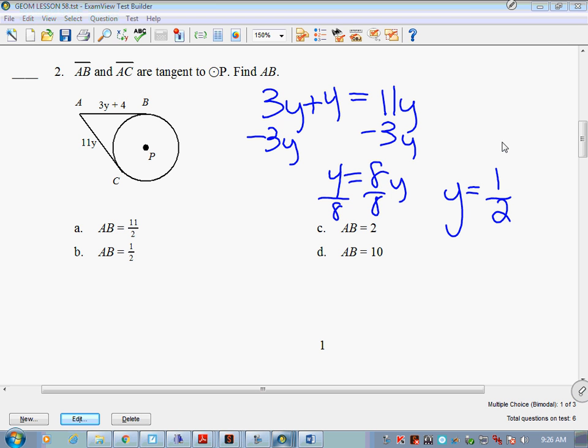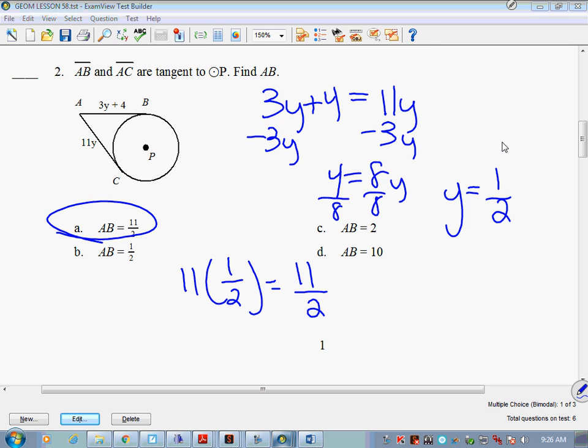11 times 1/2. And I'll warn you that this question will be on a test, right? But this is the work that you need to show. What's 11 times 1/2? Left as an improper fraction, it equals 11 halves, because 11 times 1 is 11 over 2. So I'll actually get A, but a bunch of you are going to put B. Just preparing you for that.